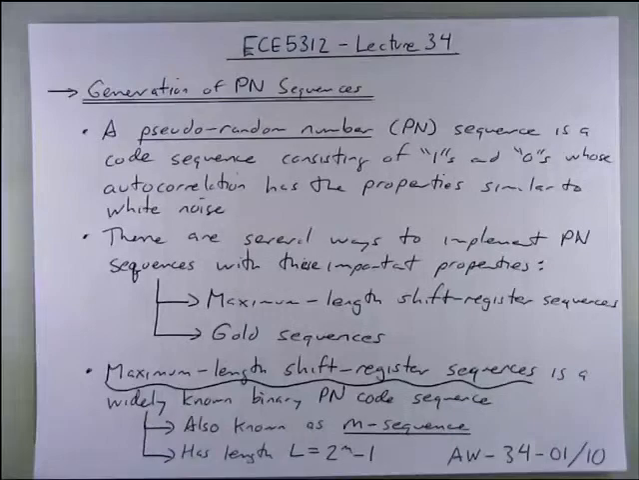Okay, so this is lecture 34 of ECE5312. In this lecture we're going to build upon the technology and approaches that we devised in the last several lectures with respect to spread spectrum communication systems, and we're going to look at the most critical module of that system, which is the PN sequence generator. Remember what we did in the last class, and I think it's best that I illustrate it through a diagram. So let's see.